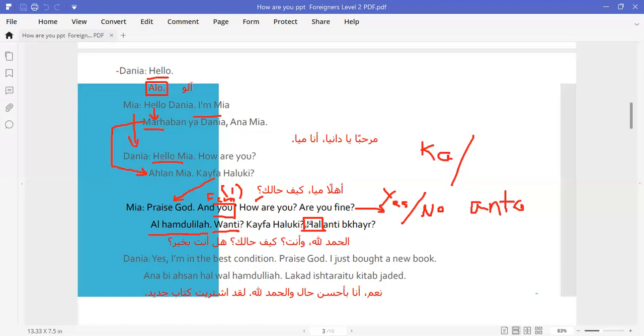We agreed here we are talking to Mia, one person who is feminine. Hal anti bikhair? Are you fine? Remember when I used to ask you كيف حالك? You say to me fine, أنا بخير. So I am fine. This is the first current status you can reply with. Or the second current status is praise God, which means الحمد لله.